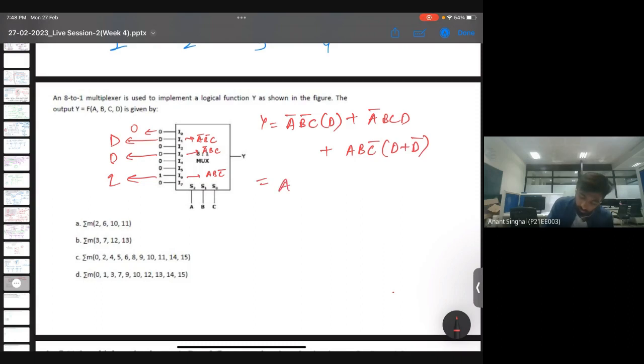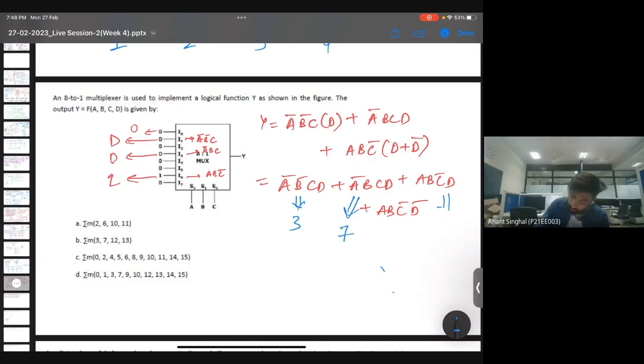So we'll have four minterms in the output, which are these A B C bar D and then A B C bar D bar. So let me try to change the color. This is 0 0 1 1, which is 3. This is 0 1 1 1, which is 7. This is 1 1 0 1, which is 13. And then this is 1 1 0 0, which is 12. So y is nothing but summation of minterms 3 7 12 13, which is option B. Yes, so option B is the correct answer.